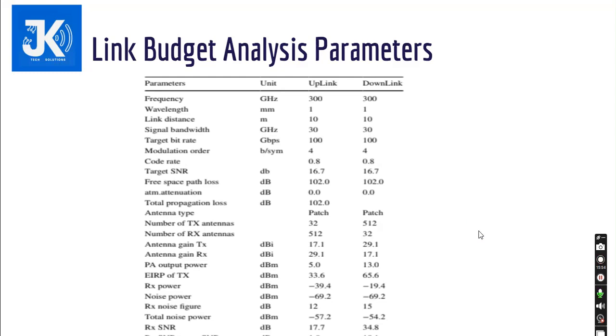As you can see here, the link budget analysis parameters that we have seen until now are summed up in a table. All the parameters, units, uplink, and downlink values are provided here. Now let us move on to MATLAB for verification and validation.